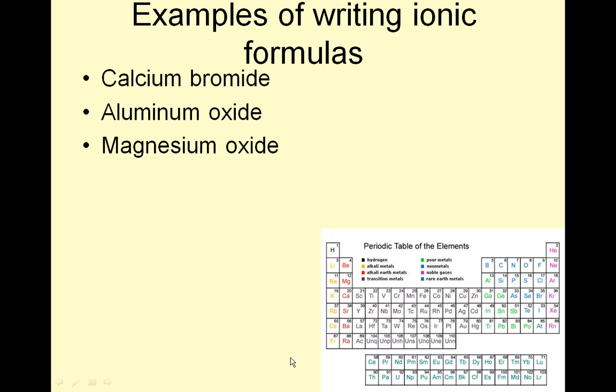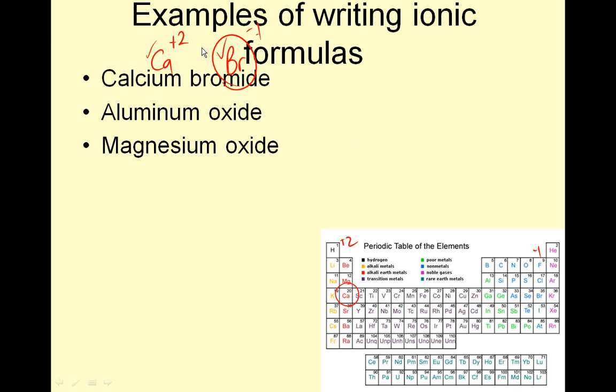All right, here are some more ionic compounds. How do I know? Metal, nonmetal. So this is ionic. When I think calcium, I think Ca. When I think bromide, I think it comes from bromine, Br. Then I check the periodic table. Calcium has a +2 charge because it's in group 2. Bromine has a -1 charge because it's in that column.